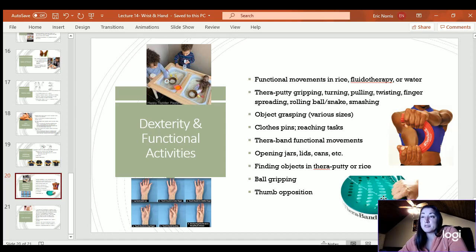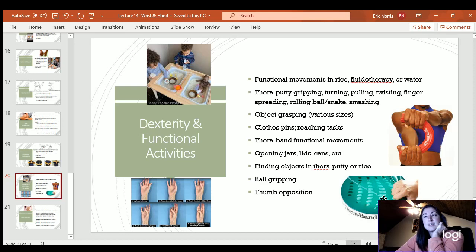Just regular functional movements: brushing your teeth, opening a jar, buttoning and unbuttoning, zipping, unzipping, opening a can, lids, anything. Finding objects in Theraputty or in rice. With Theraputty, I really like that because you can hide all kinds of objects in it, and they have to pull it apart and spread it and do all these things that really help strengthen and build that fine motor dexterity as they're trying to search for the objects. And a lot of people really like that activity. Ball gripping, and then you can do all sorts of thumb opposition, like I mentioned earlier.